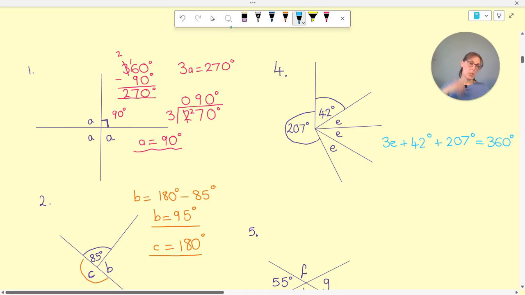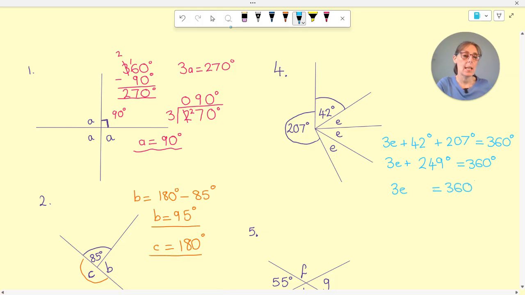I'm going to add 42 and 207 together. 207 add 40 is 247. Add 2 is 249. Okay. All right, now I'm going to take 249 away from both sides. So I need to have 360 take away 249.